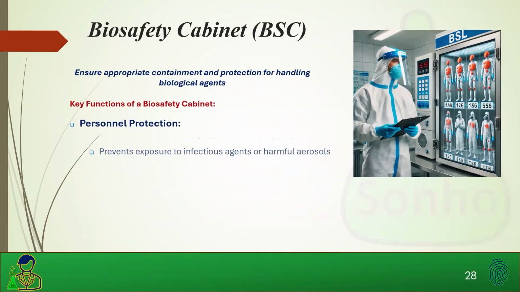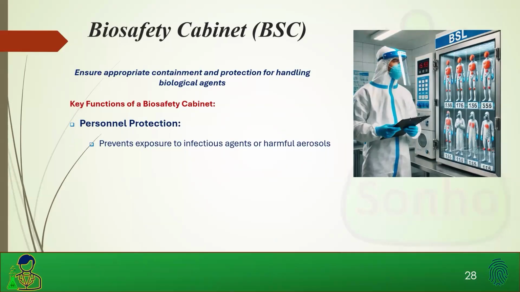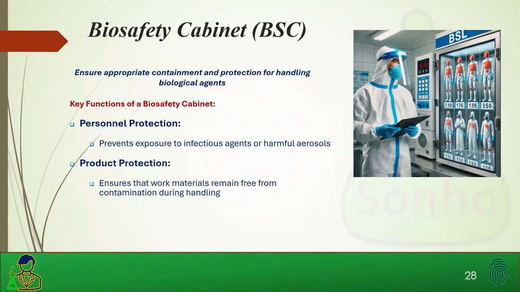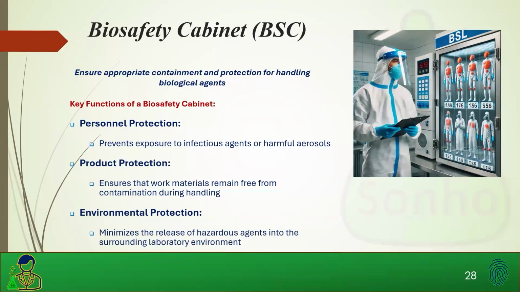They protect personnel. That's number one. They prevent exposure to infectious agents or harmful aerosols. But they also protect your product. They ensure that the work materials remain free from contamination during handling with the airflow. You have airflow, usually laminar flow, at the back of the hood and the front of the hood. What this does is it prevents crosswinds from moving and blowing aerosols both outside the hood as well as within the hood. And environmental protection. It minimizes the release of hazardous agents into the surrounding laboratory environment and therefore out into the world.